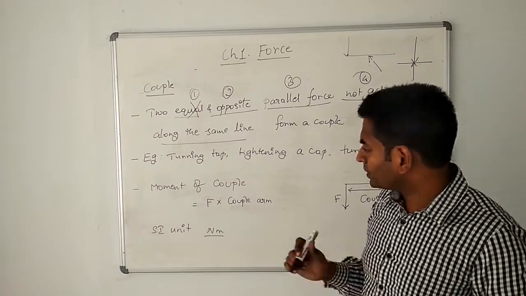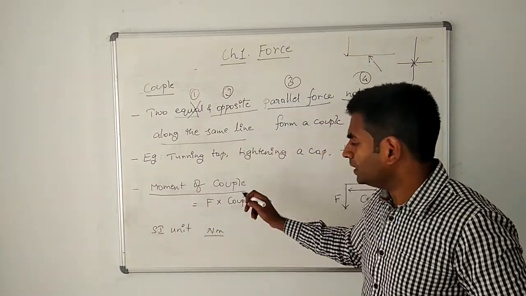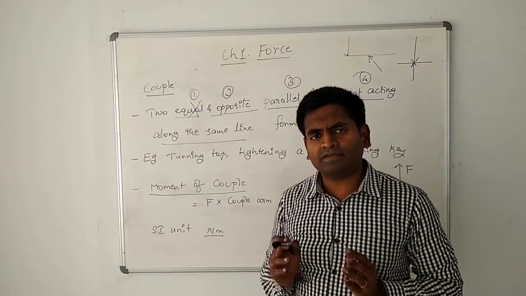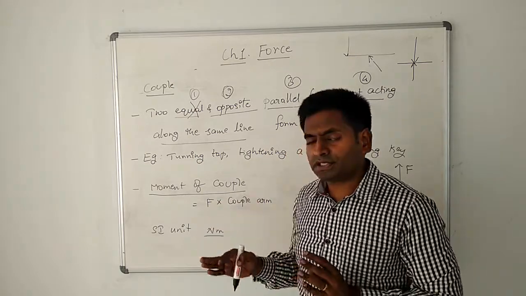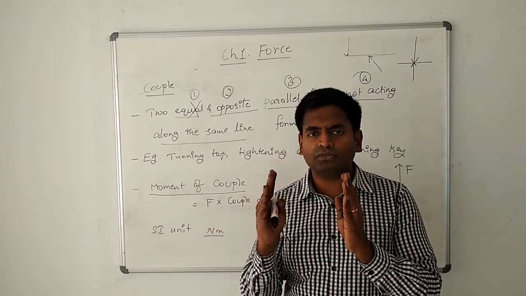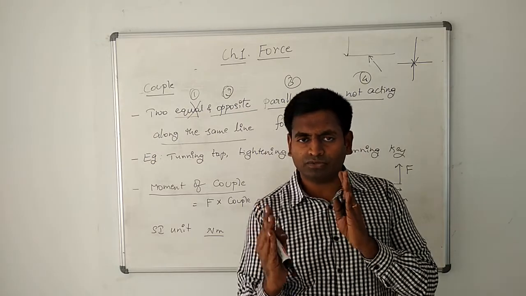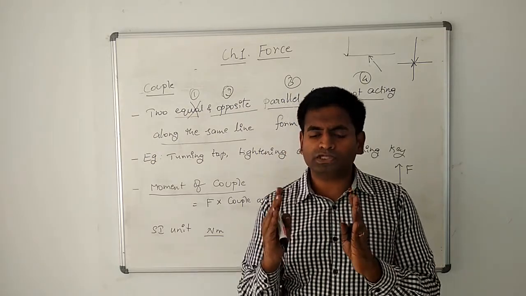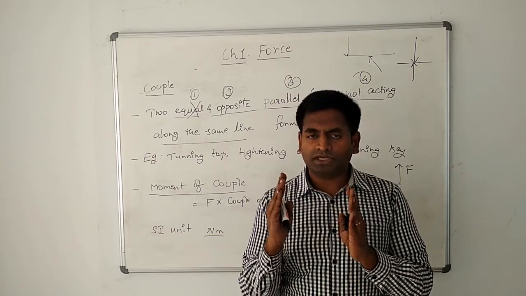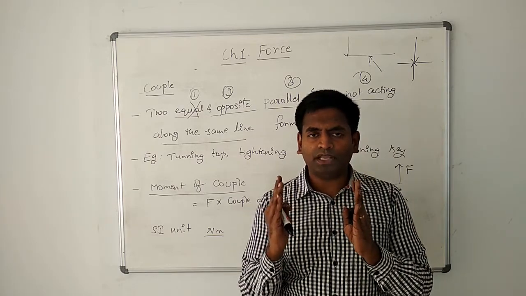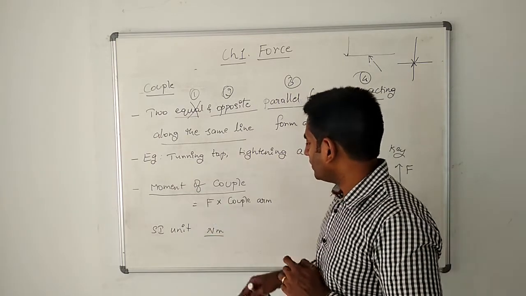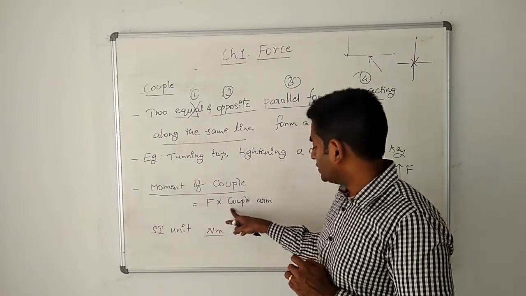So what does the moment of a couple mean? The moment of a couple, on similar lines to the moment of a force, is a measure of the turning effect that is produced by a couple. Earlier, the measure of a turning effect produced by a force was called the moment of a force. Now the turning effect produced by a couple is called the moment of a couple. It is given by force into couple arm.